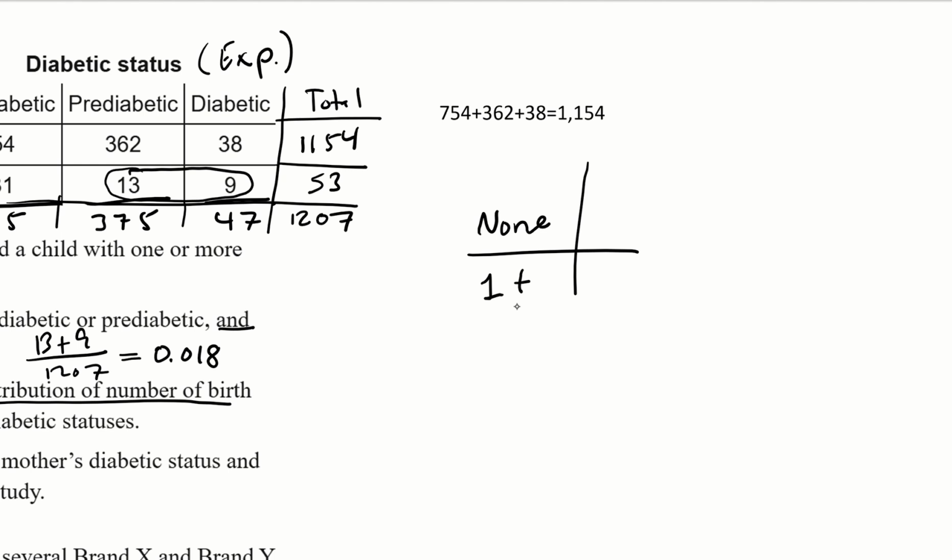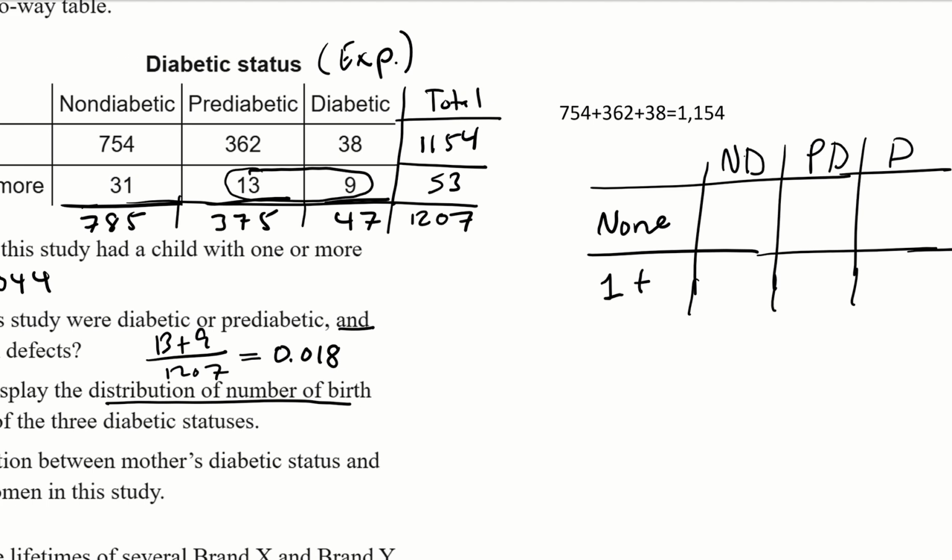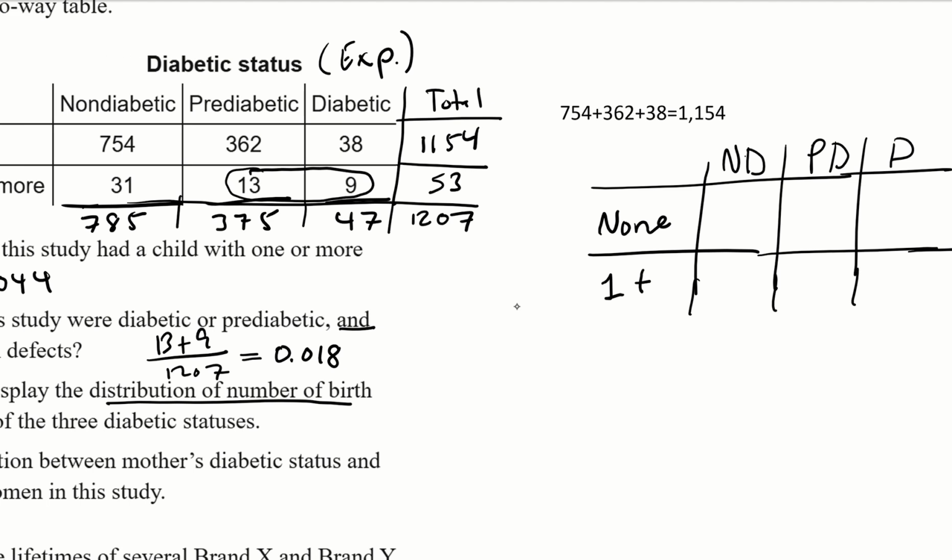We got non-diabetic, pre-diabetic, and then diabetic, right? Just to kind of shorten it. All right, so here we got, out of the non-diabetics, which were 785. So out of these guys, I'm just going to show my work for that.